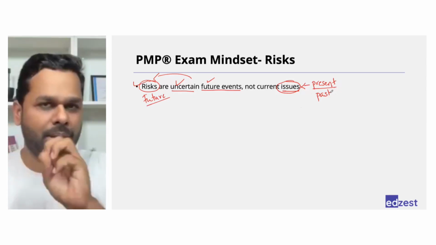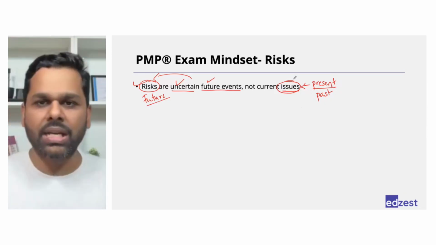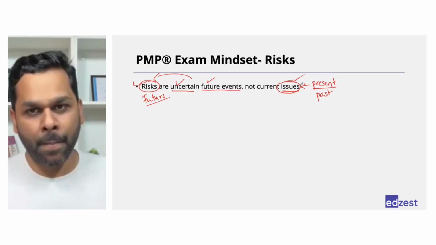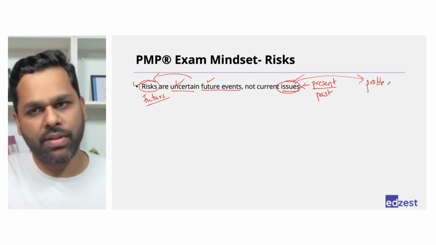Whenever it says that it is creating an impact, it will delay the project, it has already happened, it has delayed the work, a team member is missing, somebody has made a mistake, there's a conflict happening, it's an issue. Problems have to be solved through the problem-solving approach that we have discussed.